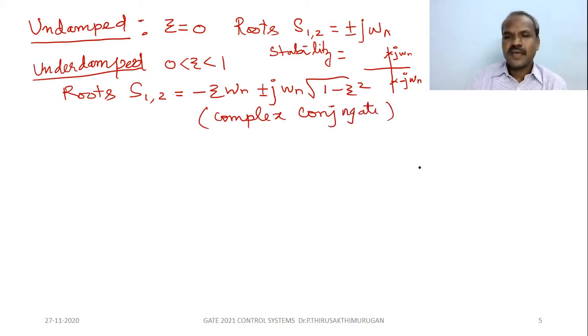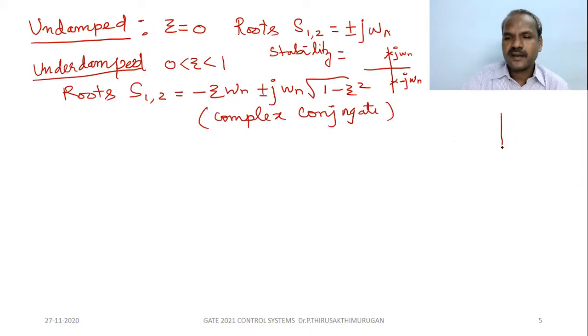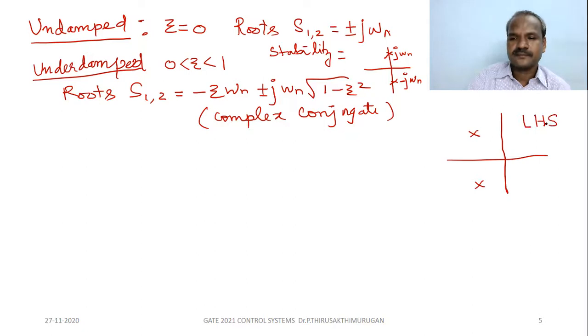So where are the poles lying for the underdamped system? This is the best example for underdamped pole location. For an underdamped system, the poles lie in the left half of the S plane. Okay, this is the complex conjugate.